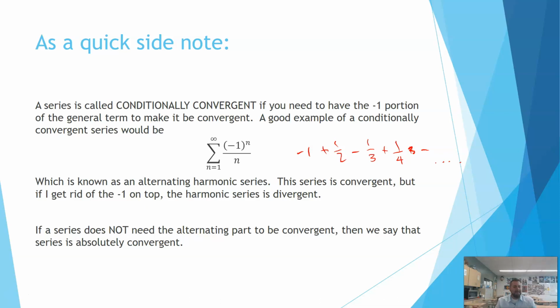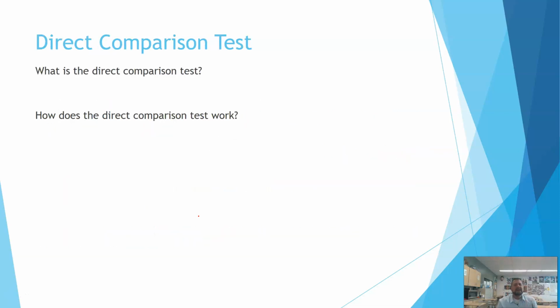But the only reason that's happening is because I have the negative 1 to the nth power on top. This series is convergent, but unfortunately, if I got rid of the negative, it would no longer be convergent because it would just turn into the regular harmonic series and it would be divergent. When that happens, where you have to have the alternating portion of the series in order to be convergent, we say that it's conditionally convergent. If I can get rid of the alternating part, then we call that absolutely convergent, which means that I don't need the negative to make it still be convergent. So again, the alternating harmonic series would not be. So here's a couple of tests we can use.